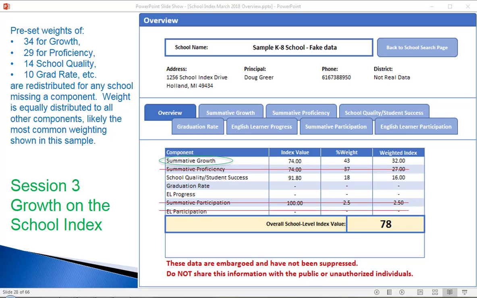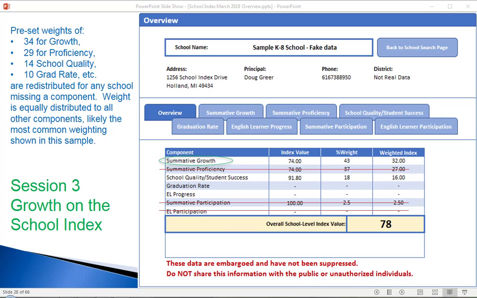This is the final video for the overview of the school index, in which we're going to cover the summative growth component. What we'll notice about the summative growth component is that it carries the largest weight. The preset weight is 34% of the overall index, but in a typical elementary or middle school, it will likely climb closer to 43%, since those schools will not have a graduation rate and often do not have enough English learners for the English learner progress or participation.